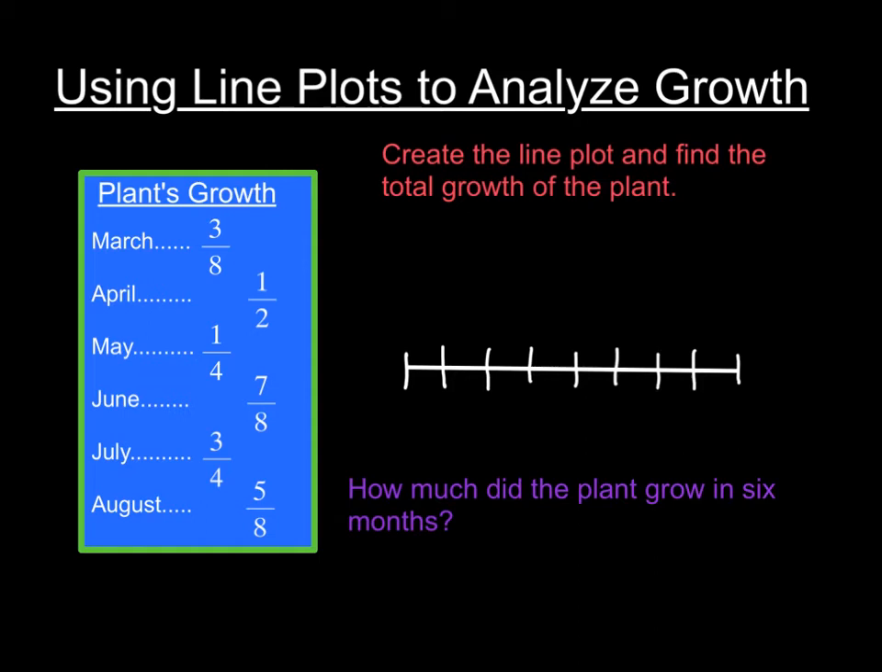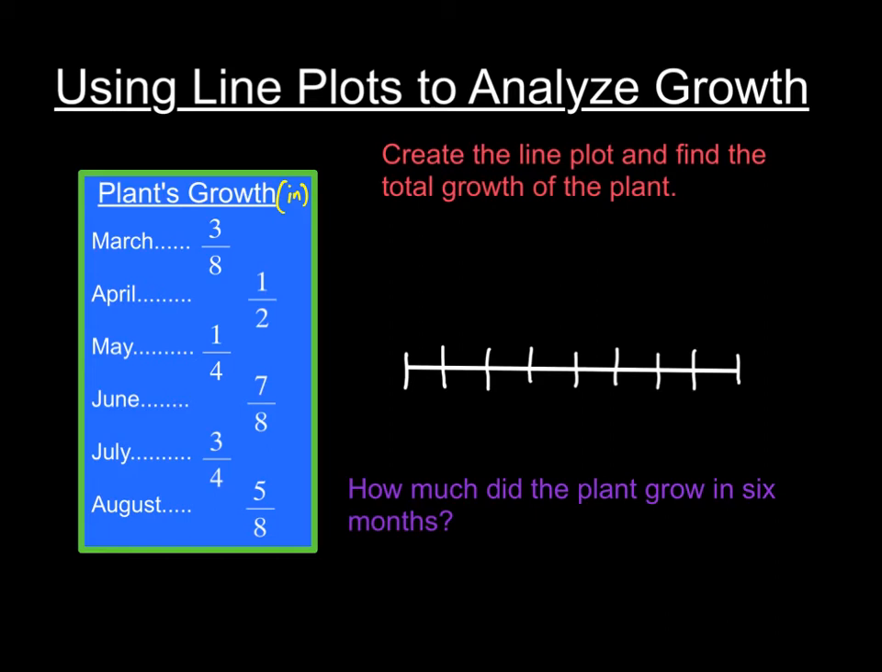Now we can see who is paying attention. So now we're again using line plots to analyze the growth. And here, instead of Darby's height, we're looking at a plant's growth. And again, this would be in inches. I forgot to type that in there. So in March it grew 3/8 of an inch, and then April was 1/2 an inch, 1/4 of an inch, 7/8 of an inch. July was 3/4 of an inch, and August was 5/8 of an inch.